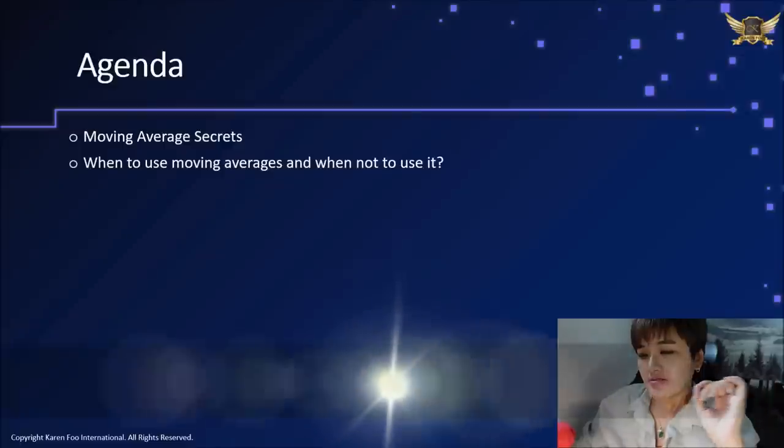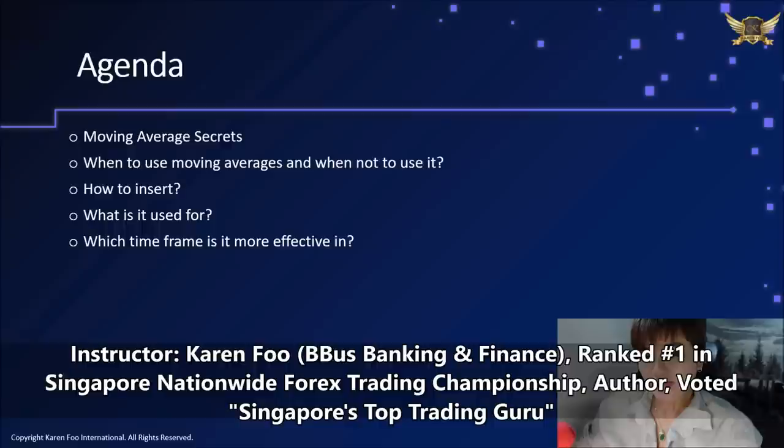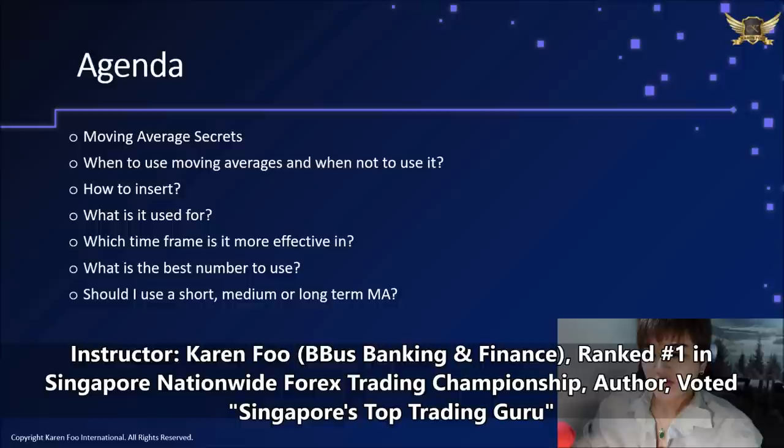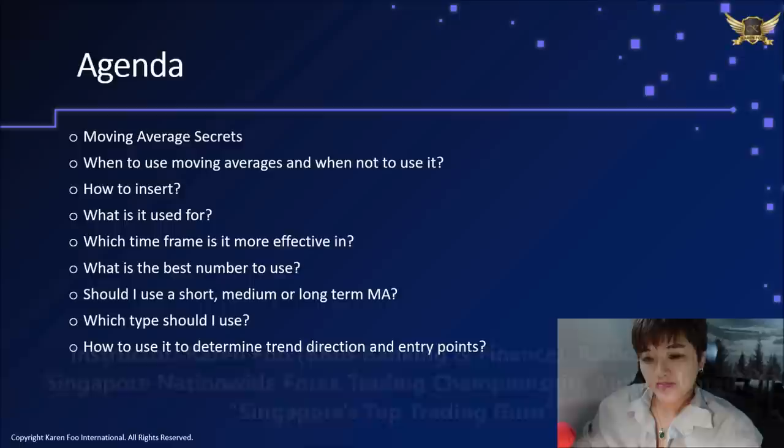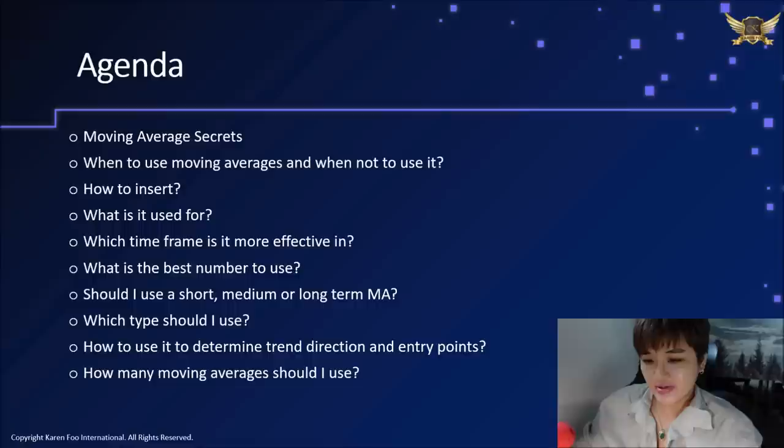All the questions that people have about moving averages: how to insert them, what's the best time frame to use, what's the best number to use, should I use short-term, medium-term, or long-term moving averages, which type should I use, how to use it to determine trend direction and entry points, how many moving averages should I use? One, two, three, 1,000, 10,000, how many? What's the magic number? Okay, risk of using moving averages.